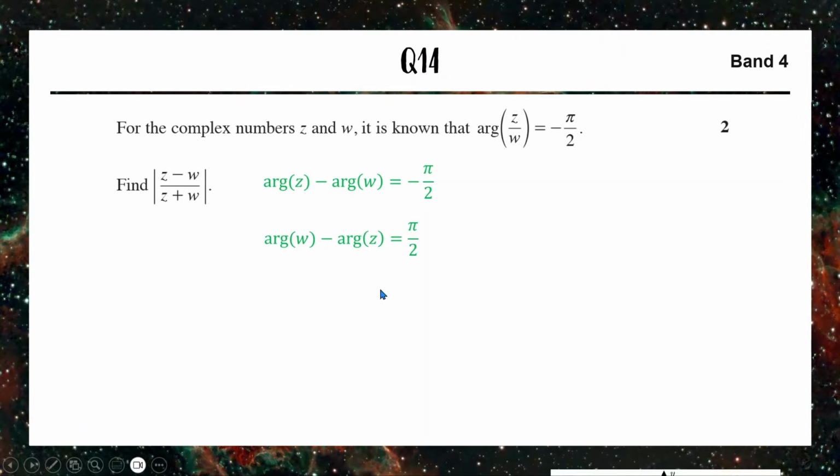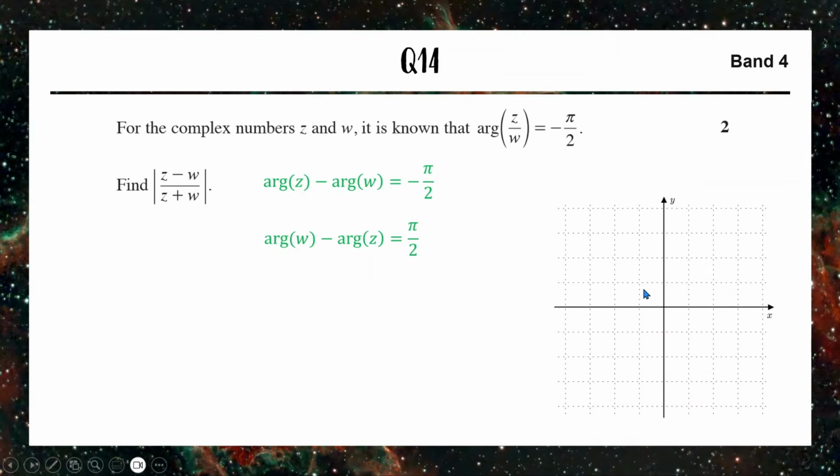So what could that look like? It means that if we had an axis like this with a real and imaginary axes, and w was something like over here, I know that the rotation from w to z, or the difference in their arguments, would be 90 degrees. So that means z would be somewhere over here with a nice little right angle between them, okay?